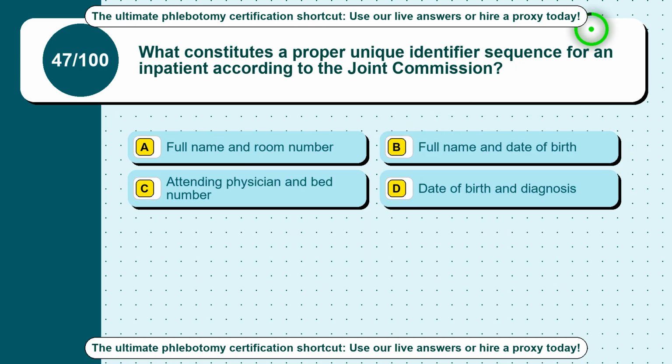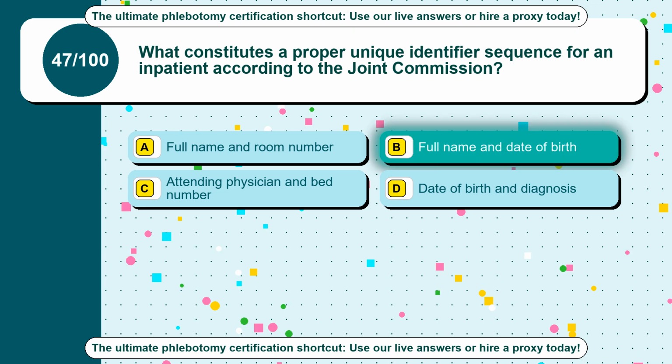Question 47. What constitutes a proper unique identifier sequence for an inpatient according to the Joint Commission? Option A. Full name and room number. Option B. Full name and date of birth. Option C. Attending physician and bed number. Option D. Date of birth and diagnosis. The correct answer is option B.